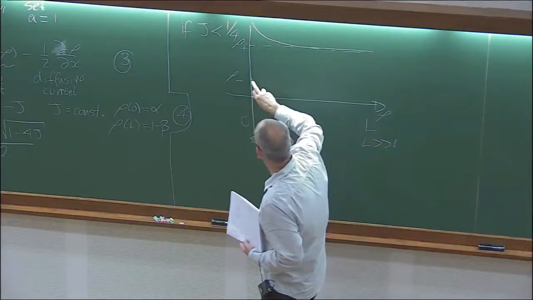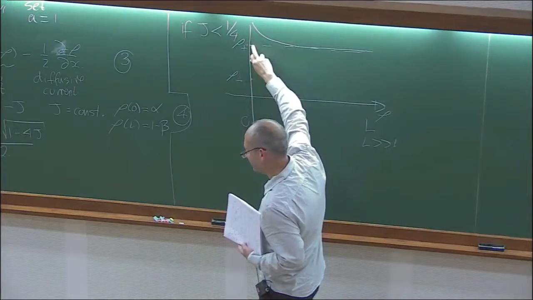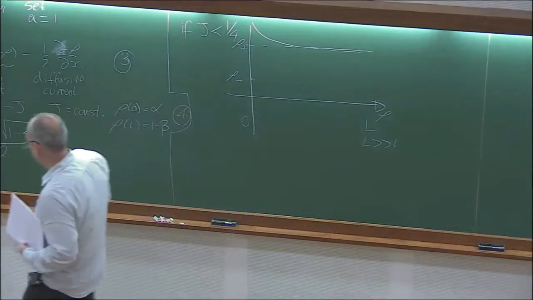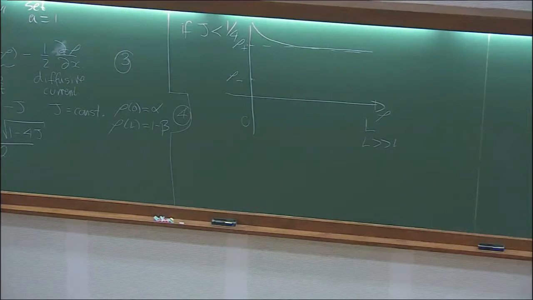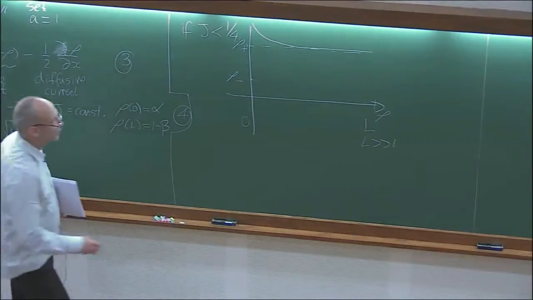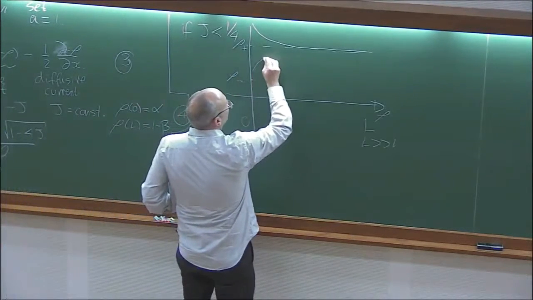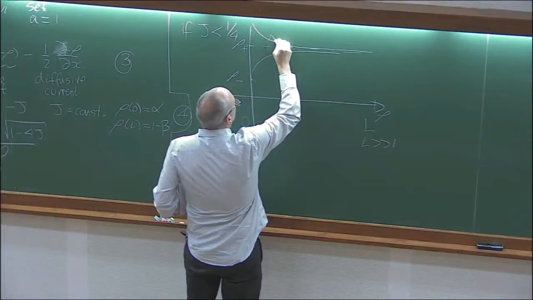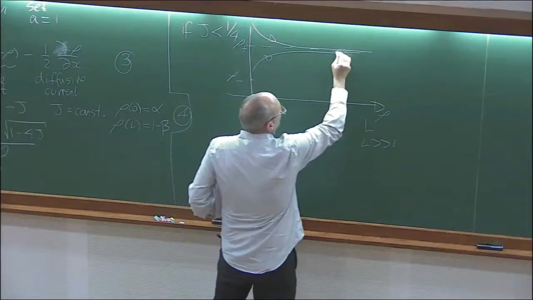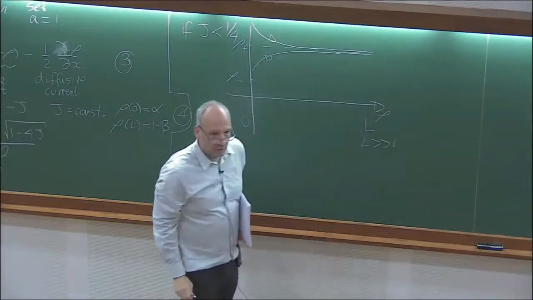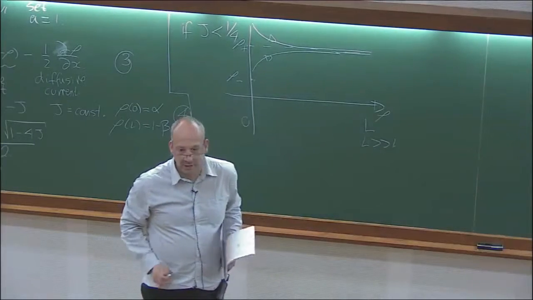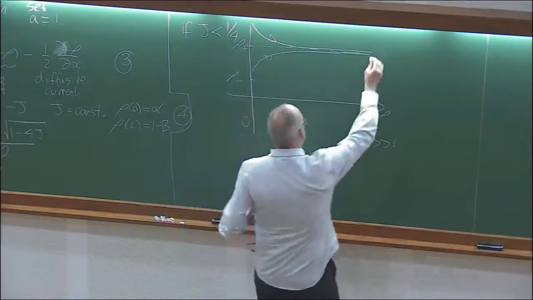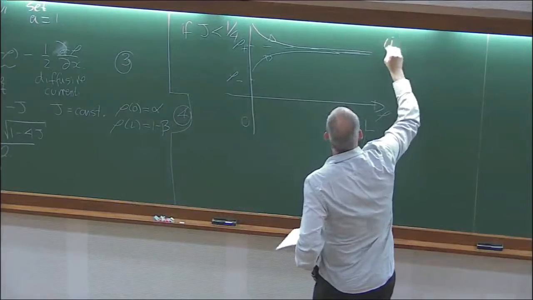And if I start somewhere between these two, then the derivative is positive, so I will just go up to this constant value of rho. So this looks like a nice solution. Let me call this solution number 1.